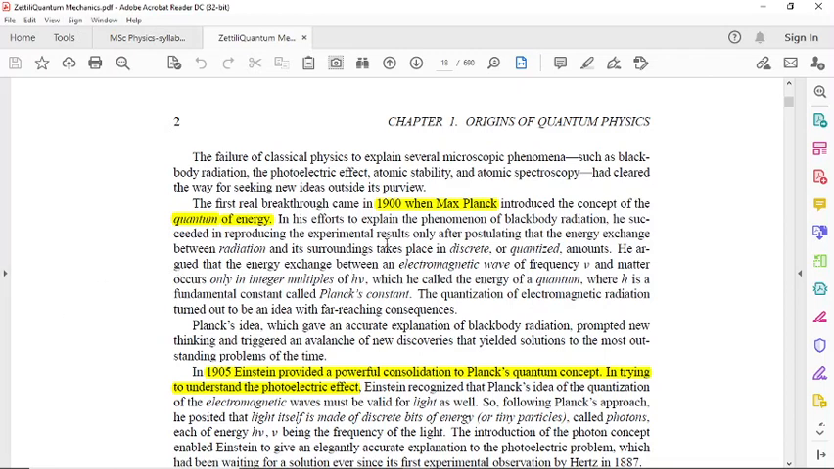In 1900, Max Planck introduced the concept of quantum energy.